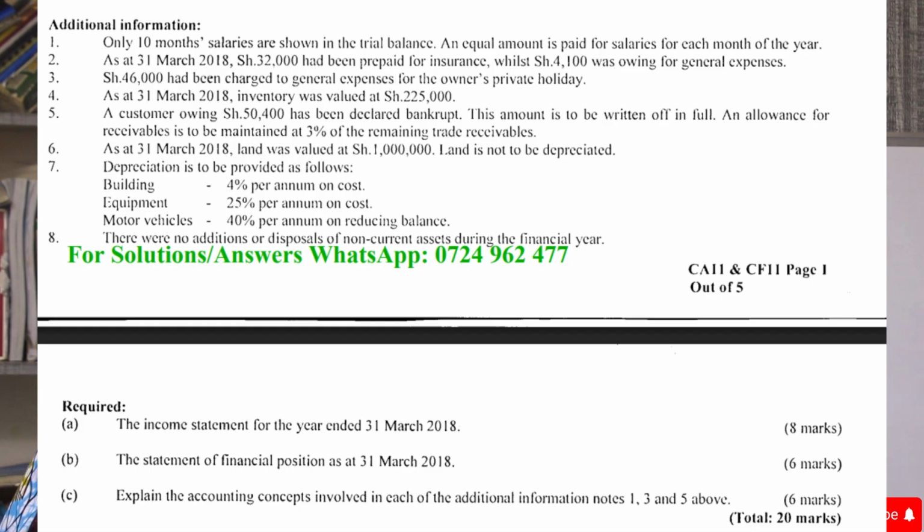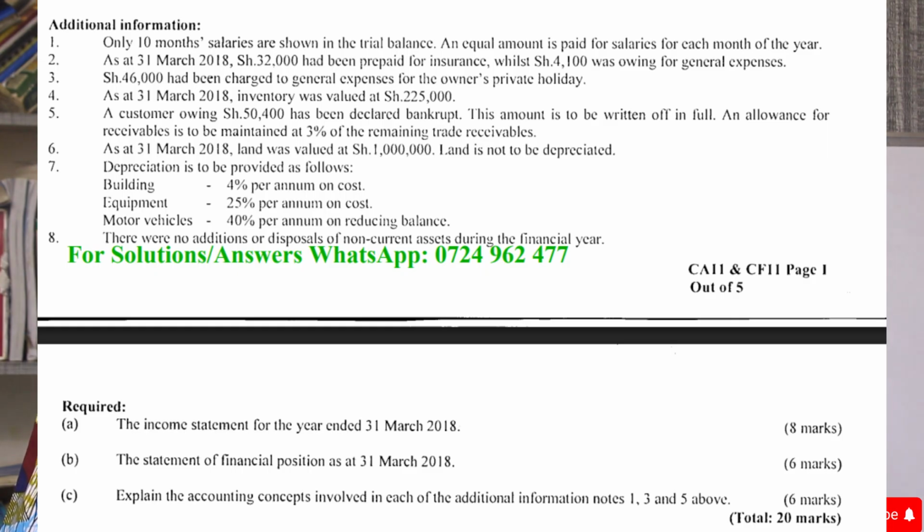So you debit bad debts account, and you must realize that you already have bad debt expenses in the trial balance. So you're just adding more. You add 5,400. We are told it has not been written off. The one that is in the trial balance has been written off, but now more needs to be written off. So you add the 5,400 to what is already written off.